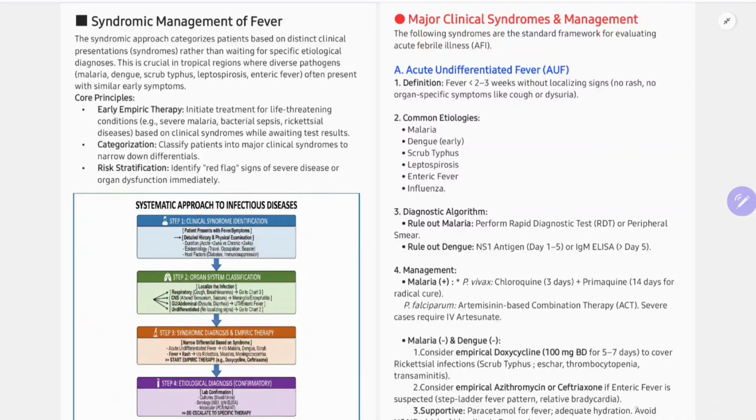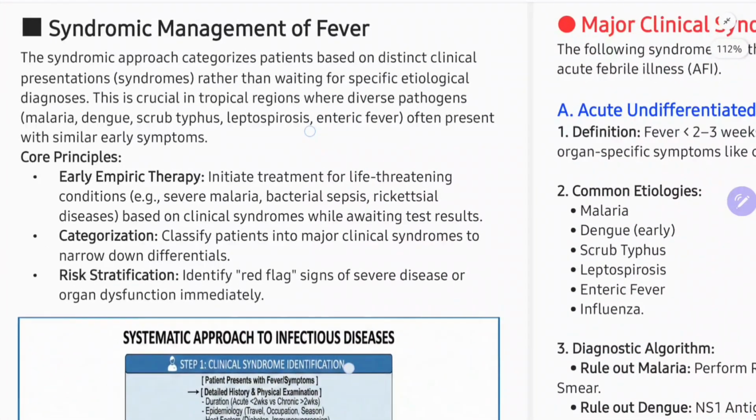So let's begin with the name of Almighty. The topic is syndromic management of fever. Syndrome is nothing but a group of diseases, okay, a group of diseases which cause fever. So, syndromic management of fever.